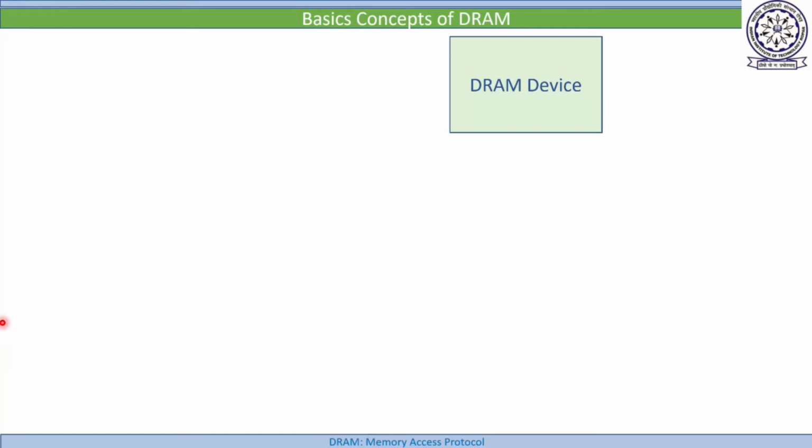And who sends this command? The command is sent by a controller. Main memory has a controller called the DRAM controller. The DRAM controller sends commands through the command bus. For example, suppose I want to activate a row, so the DRAM controller will send an activate command through the command bus to the DRAM device. Once this activate command reaches the DRAM device, it will activate the row.